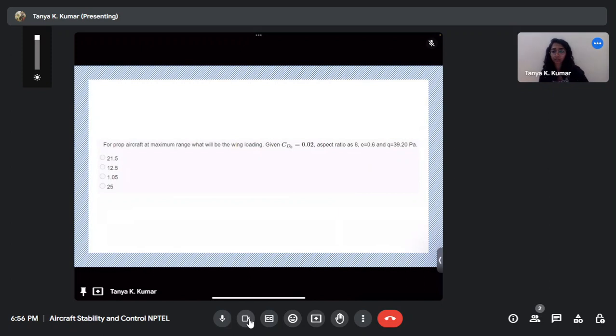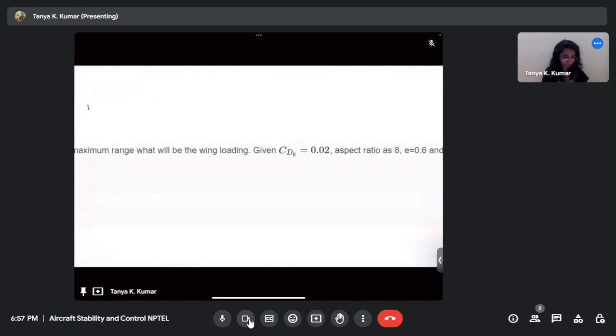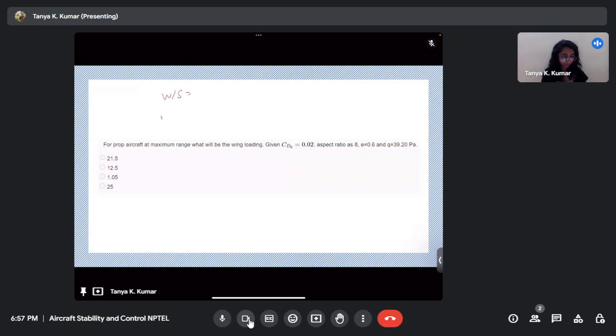Okay. For a propeller aircraft at maximum range, what will be the wing loading given CD naught, aspect ratio, Oswald's efficiency factor, and dynamic pressure Q? So they've asked you to find out wing loading. This is what you're supposed to find out. Can you try doing this? Concentrate that it's given maximum range and it's a propeller aircraft. So I think we'd seen these relations in the first couple of lectures. Let's try doing this question, then we'll solve it together.